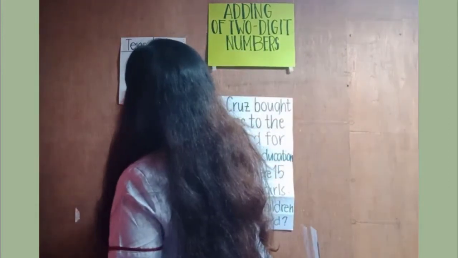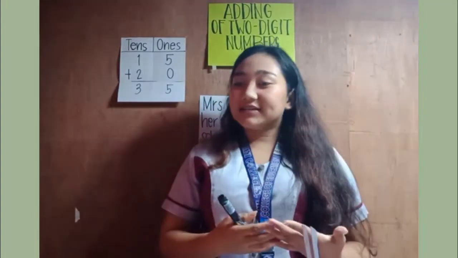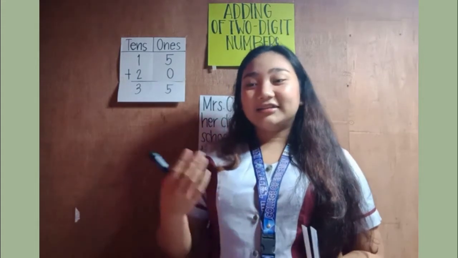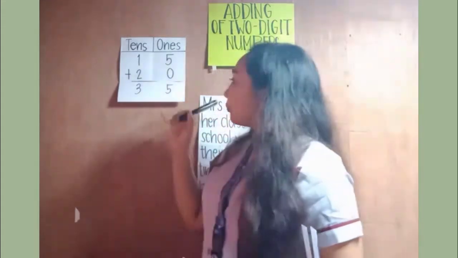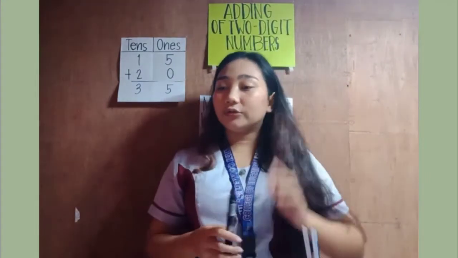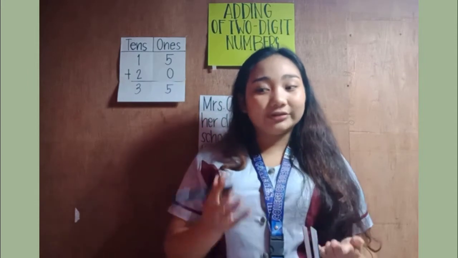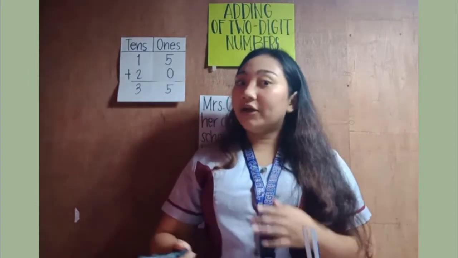Very good. It's 3. So now class, how many children were there in the yard? That's correct. There are 35 children in the yard. So now, I will give you another example on how to solve two-digit addition with regrouping of 34 and 21.